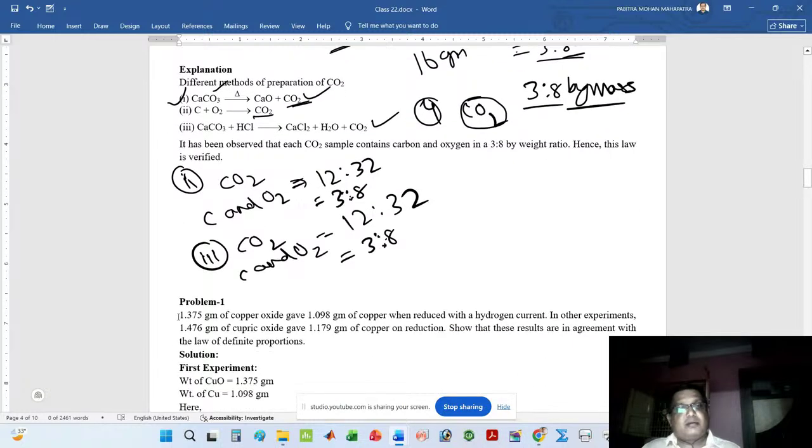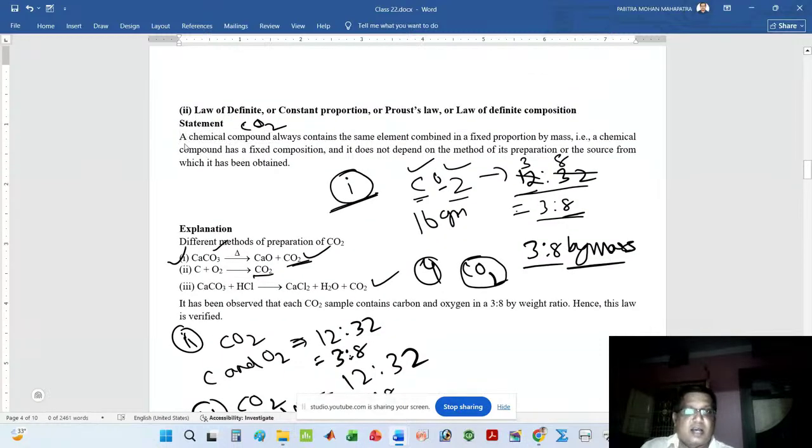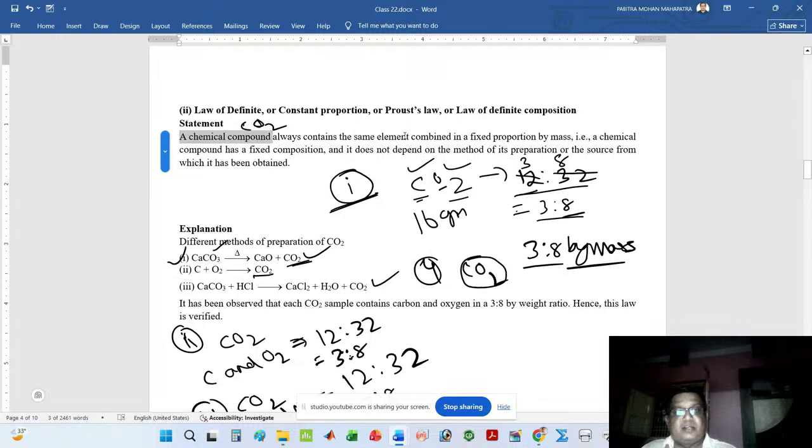In the third method, this carbon dioxide also carries one carbon, two oxygen. So here I can say that carbon dioxide always contains the same elements, that is carbon and oxygen, and these elements are combined in a fixed proportion by mass, that is 3 is to 8.